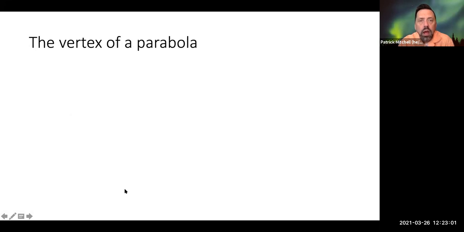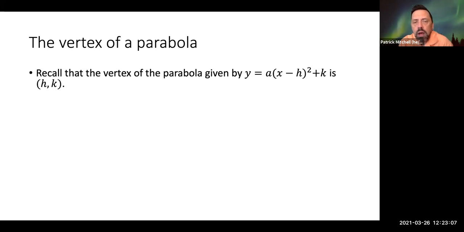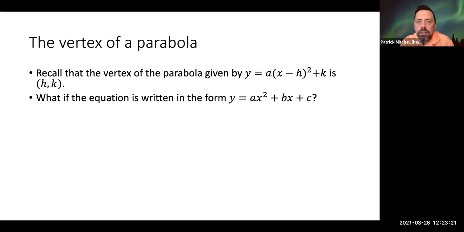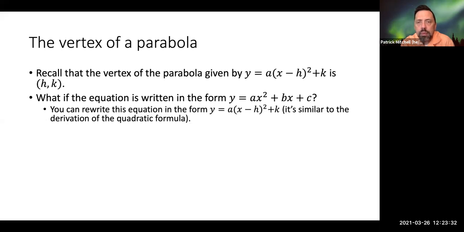Okay. All right, so back to the vertex of a parabola. Remember from the last section that if the parabola is written in the form y equals a times x minus h squared plus k, that the vertex of that parabola is the point (h, k). So what if the quadratic equation is written in this form, y equals ax squared plus bx plus c? Well, I don't want to bore you with all the details. If you get really curious, ask me in the discussion for your online class. I would be happy to explain it there.